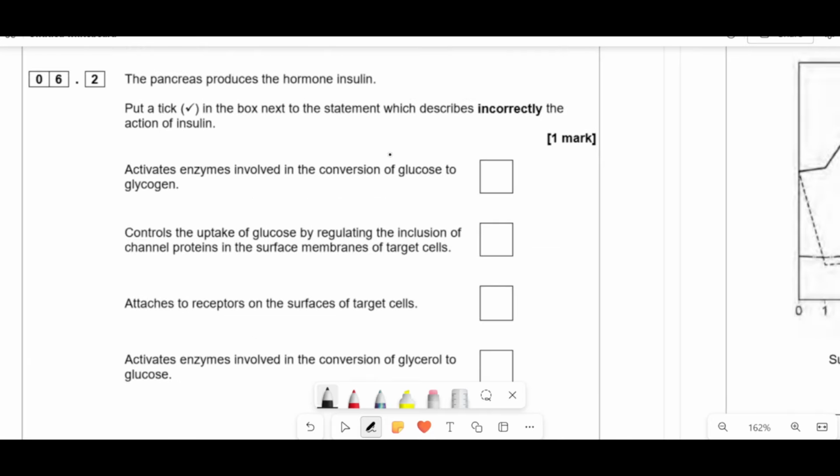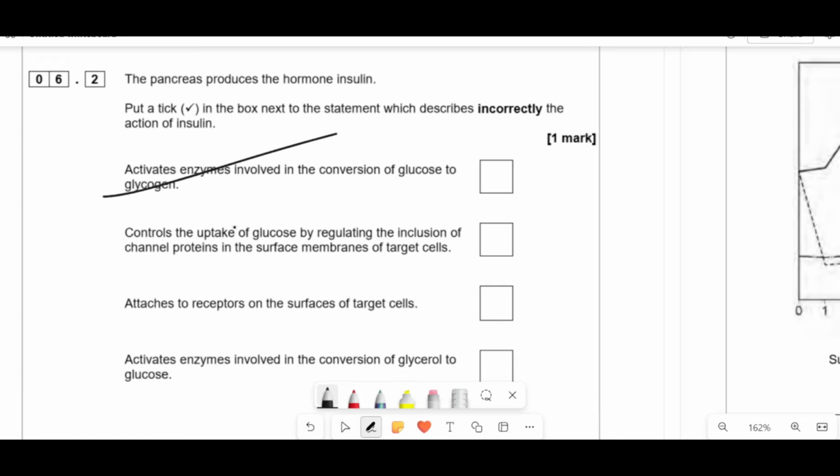The pancreas produces the hormone insulin. State which describes incorrectly the action of it. So insulin is all about shoving glucose into cells, as in making blood glucose go lower. So whatever processes will decrease blood glucose concentration will be the insulin one. So if we have a look, activates enzymes in the conversion of glucose to glycogen. Yes, because if you're putting glucose into glycogen, you're decreasing it in the blood. So that one's correct, but they're looking for incorrect.